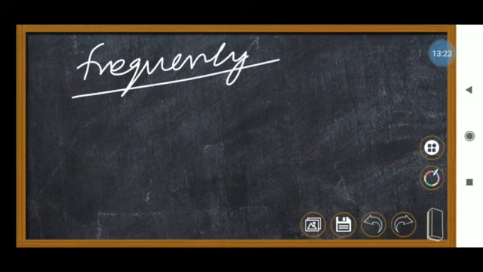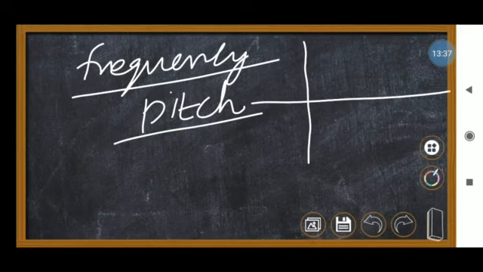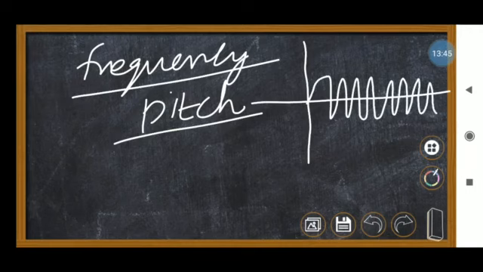And generally frequency means, I said, the number of oscillations produced per second. With the help of frequency we denote pitch: high pitch voice, low pitch voice. If the waves are very close, for example the wave is going very closely, and the distance between the two waves is very less, that is called high pitch voice.